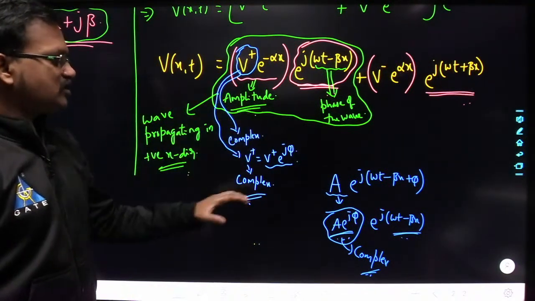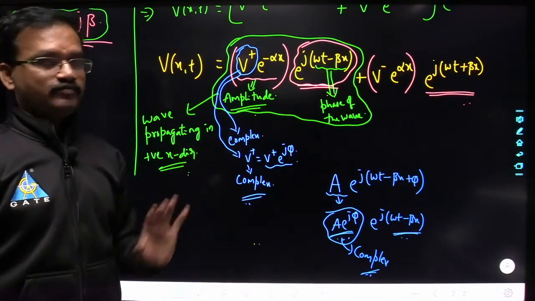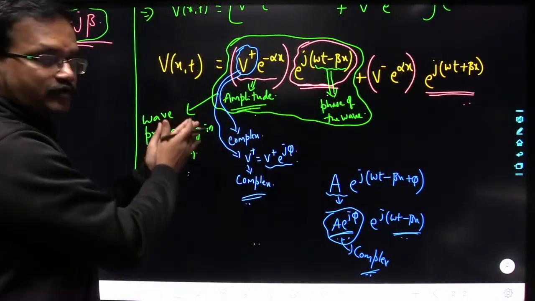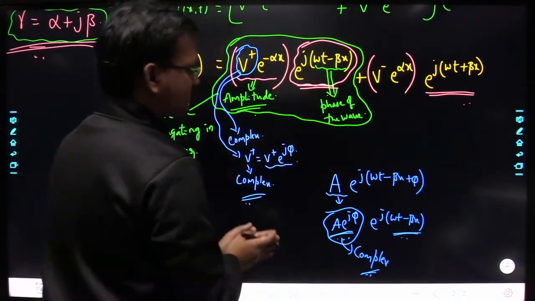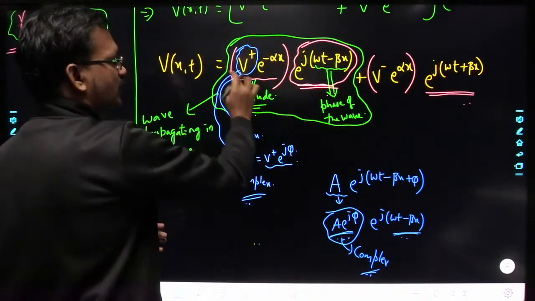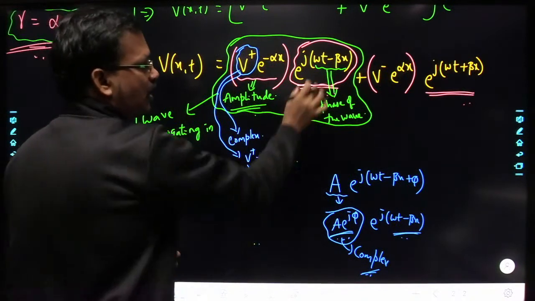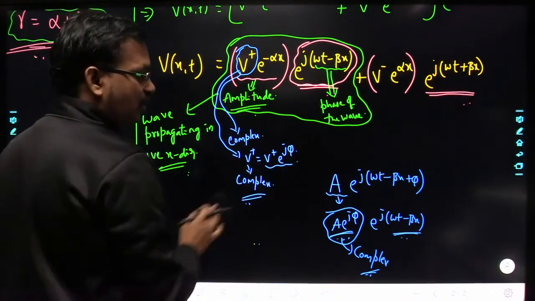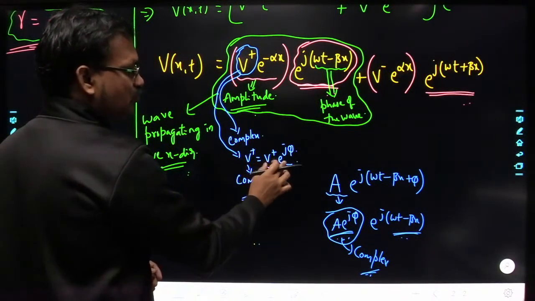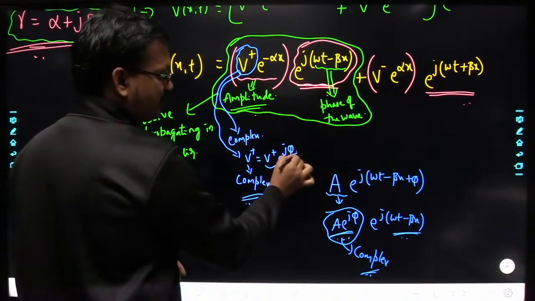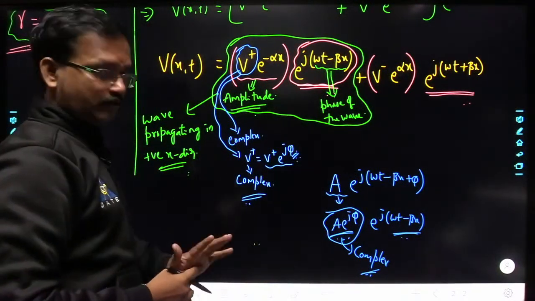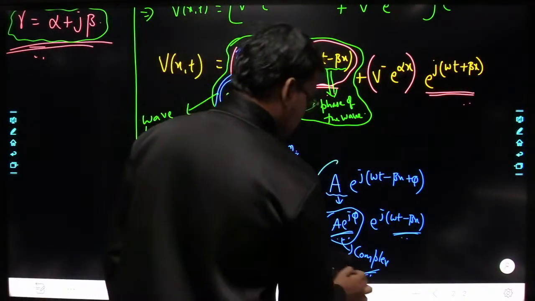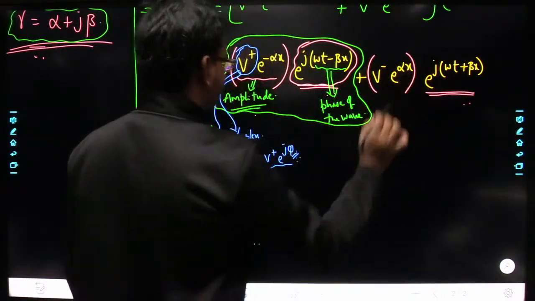These are the things you have to observe and understand from this solution. This total term represents a wave that is propagating in positive x direction. V plus into e power minus alpha x represents the amplitude of the wave, and omega t minus beta x represents the phase of the wave. V plus in general is a complex quantity, V plus into e power j phi, where phi represents the initial phase shift of the wave. Understood? Okay. Next.